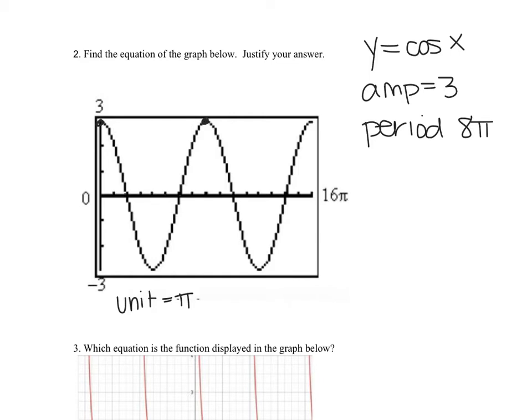Given our amplitude and period, we now have enough information to write the equation for this cosine graph. My amplitude is 3. Typically that would tell me A is 3. I just have to check to see if there's a reflection, which there isn't because we started at a positive number. So my amplitude A is just 3.